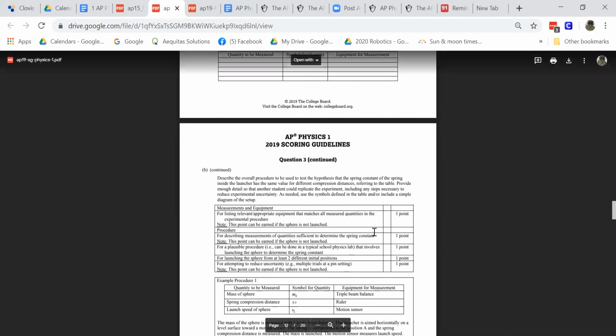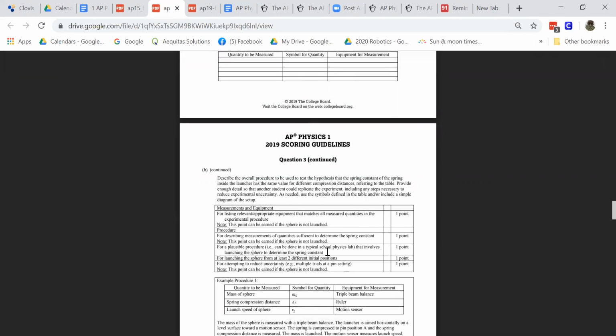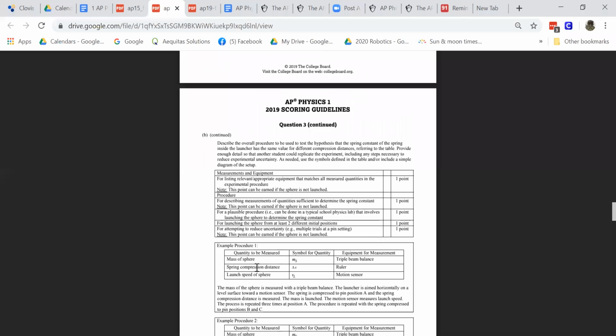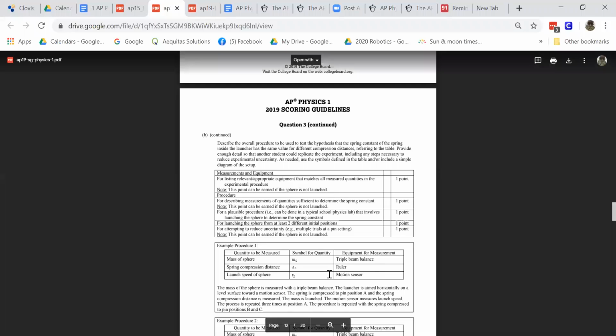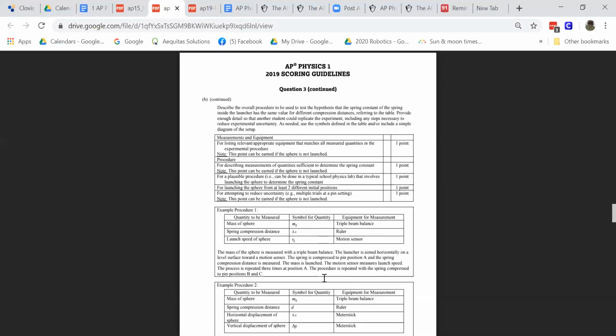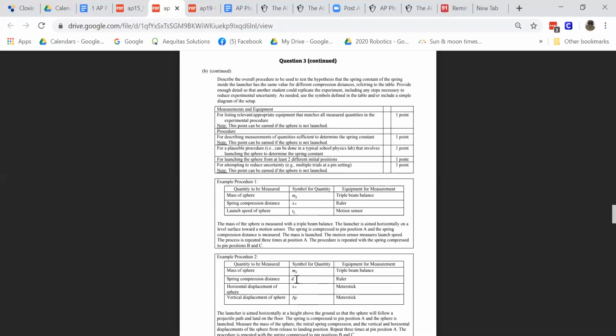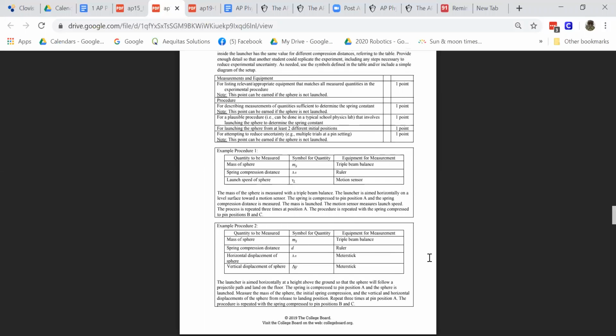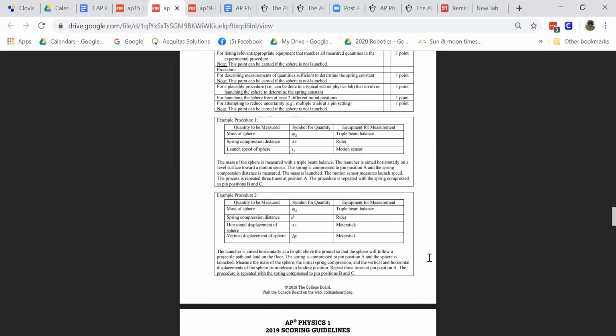For each quantity, you get a point describing it. So here's an example: a massive sphere, spring compression distance, use a ruler. Oh, there we go, launch a sphere, motion sensor. I called it motion detector. Oh, here we go. Here's the example, and I apologize, I should have read this ahead of time. I've just been kind of flaky and busy.